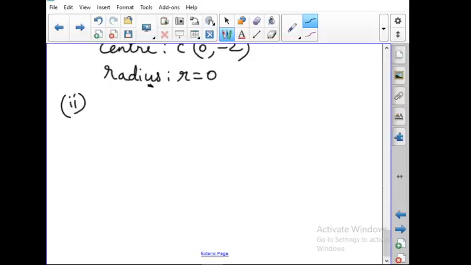The second subdivision is given with y square plus 6x minus 4y plus 4 equal to 0.